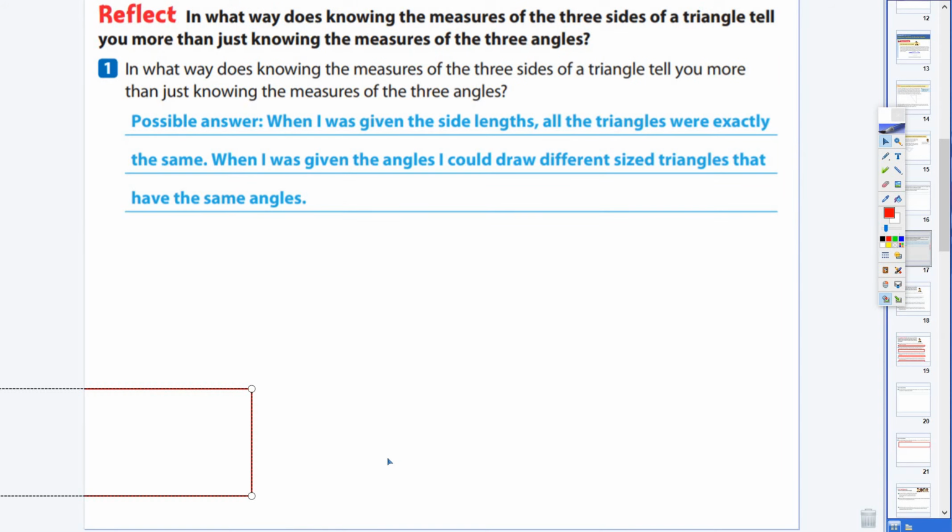Here's one possible answer. When I was given the side lengths, all the triangles were exactly the same. When I was given the angles, I could draw different sized triangles that have the same angles. Let me give you an example here.